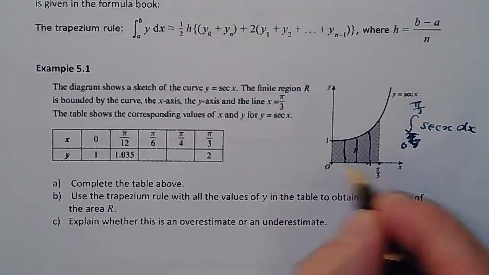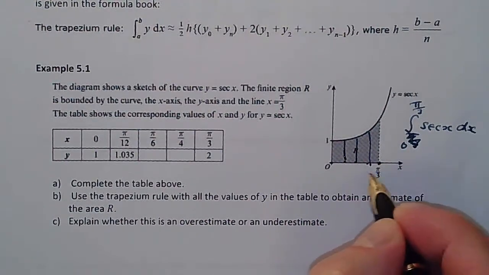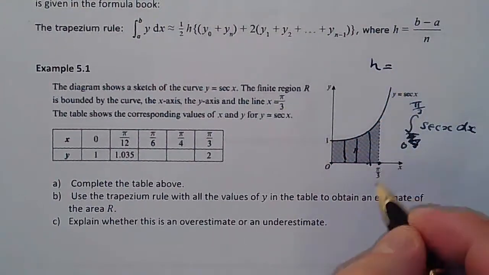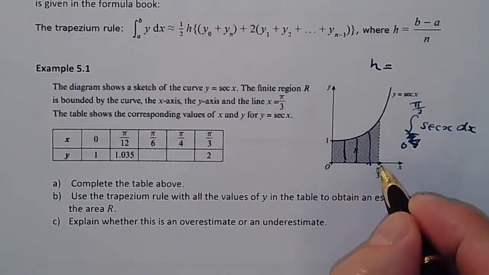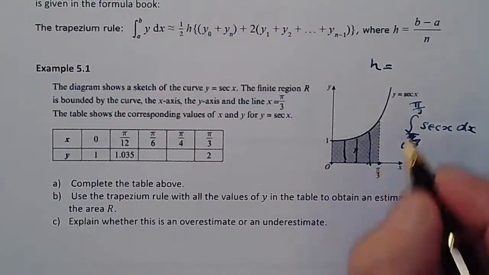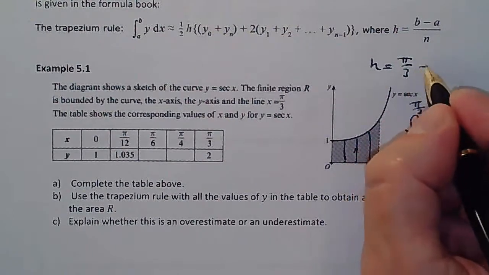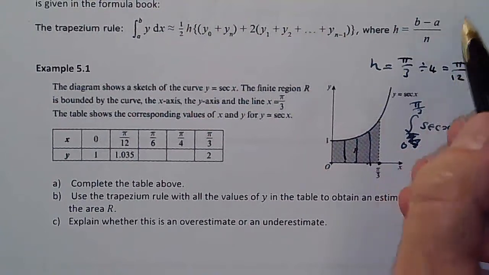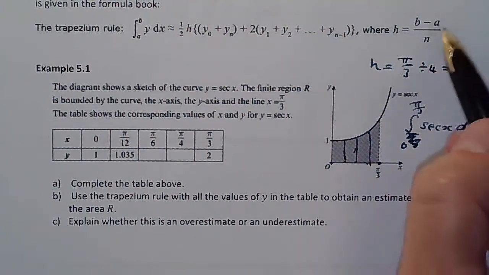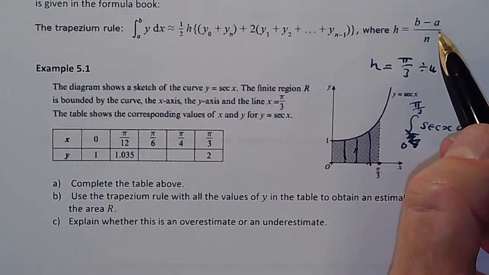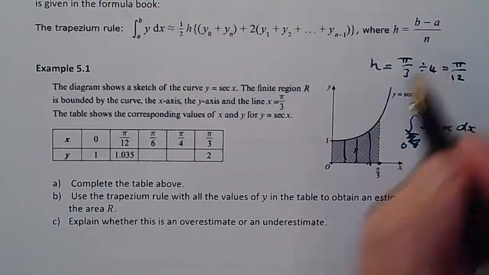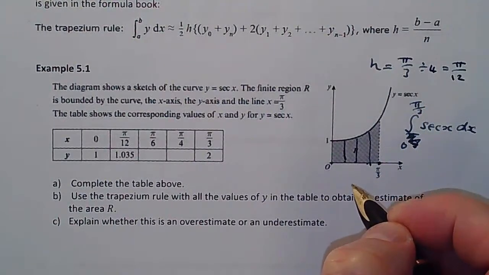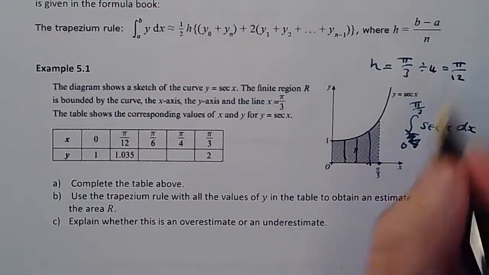And if there are 4 strips, and this is pi by 3, then the width of each strip, h, is going to be, well, the gap from 0 to pi by 3 is pi by 3, and I divide that by 4, so it's pi by 3 divided by 4, which is pi by 12. And if you like, you can use this recipe here. So b is pi by 3, a is 0, and n is 4. Not 5 x values, but 4 strips. But I think drawing the strips on the diagram makes it really convincing they're pi by 12 wide.